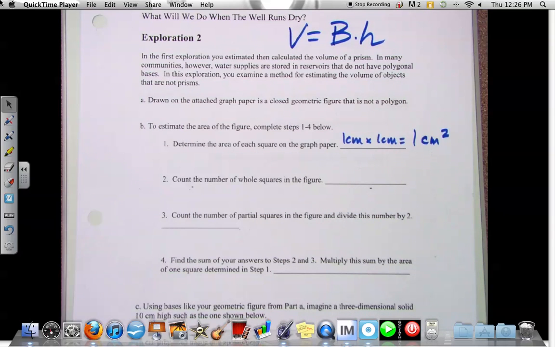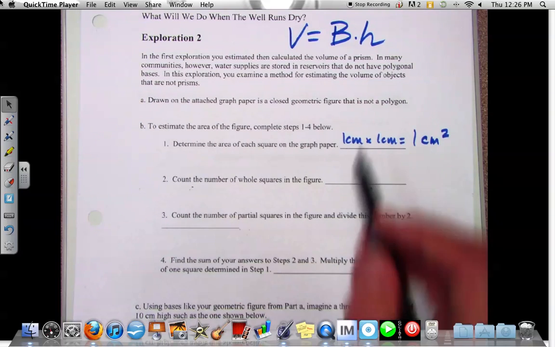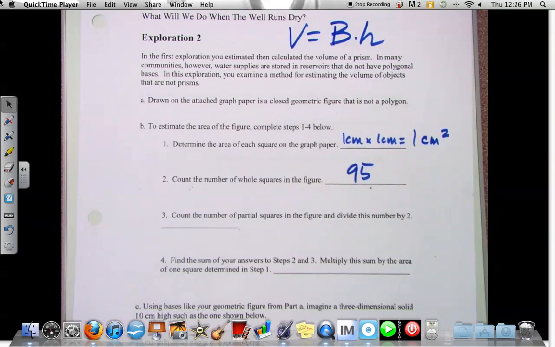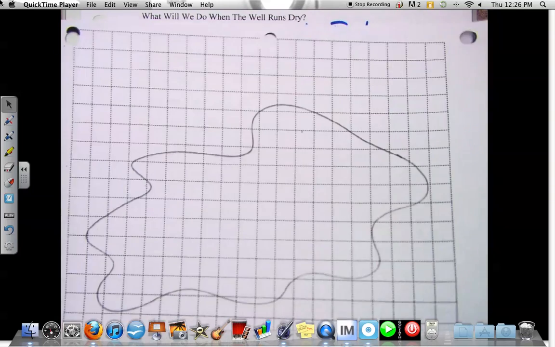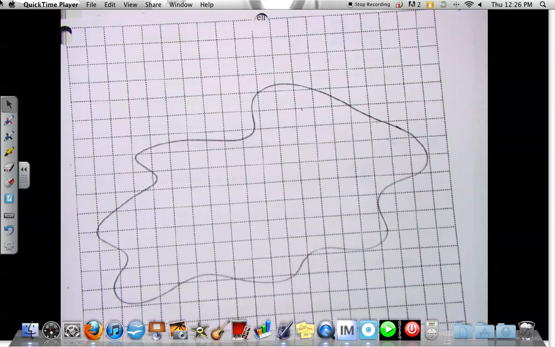So Maggie, how many whole squares did you get? 96. Keith, how many did you get? 95. Now, some of us are looking at this and saying, I think this square is whole and this one's partial. So when we're looking at shapes like this, we are not always going to agree on how many wholes and partials we come up with. And that's okay, because we're asked to estimate the volume. So if I have 94 and Maggie has 96, it's okay. We're going to have a volume that's close.